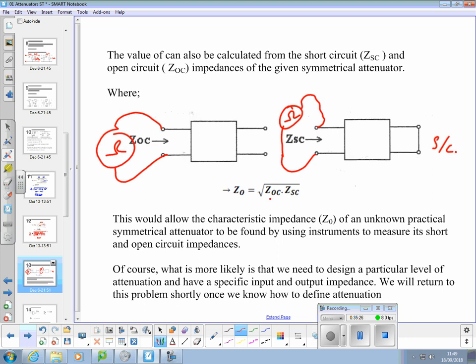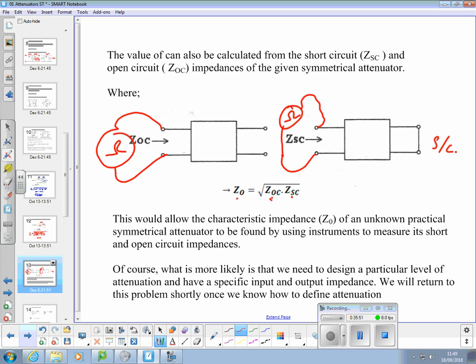So ZO is the square root of the open circuit impedance multiplied by the short circuit impedance. So there's a practical way to find out what the characteristic impedance of an attenuator is where there's no markings on it, or the markings have been rubbed away, etc.